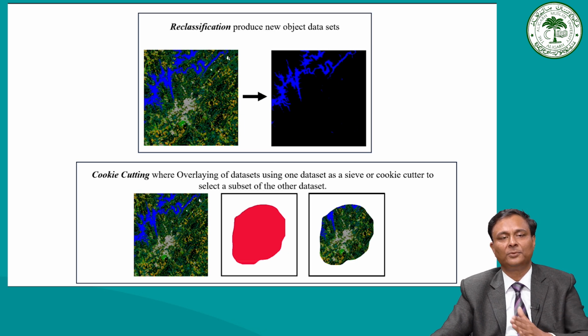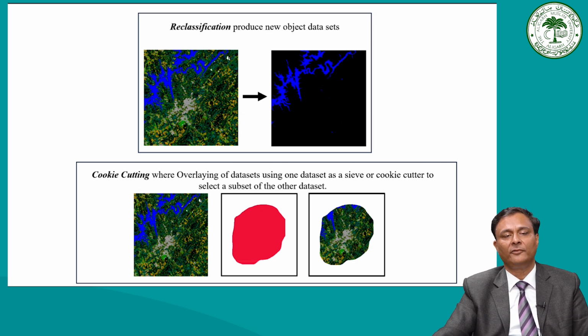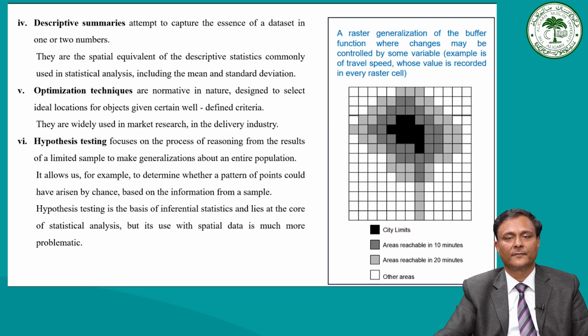You just look into the images which have been presented before you, and you would understand how reclassification produces new object datasets, or how cookie cutting, where overlaying of a dataset using one dataset as a sieve or cookie cutter, selects another subset to produce another data out of it. So these are another important way of reclassification.